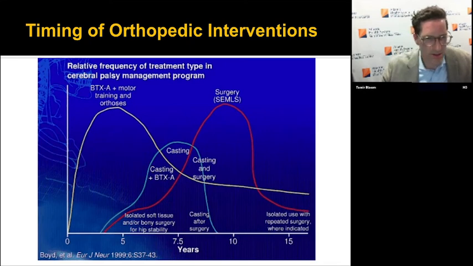If we plot the age of the child as well as the frequency of intervention, our SEMLS procedures are performed between about 7 to 12 years of age. This is the sweet spot over here. And again, we do use other modalities during this time period as well. The only time that we intervene surgically earlier in these patients is to address hip instability. Earlier on, the first few years of life, therapy, orthoses, Botox comprise the majority of treatments that we use.